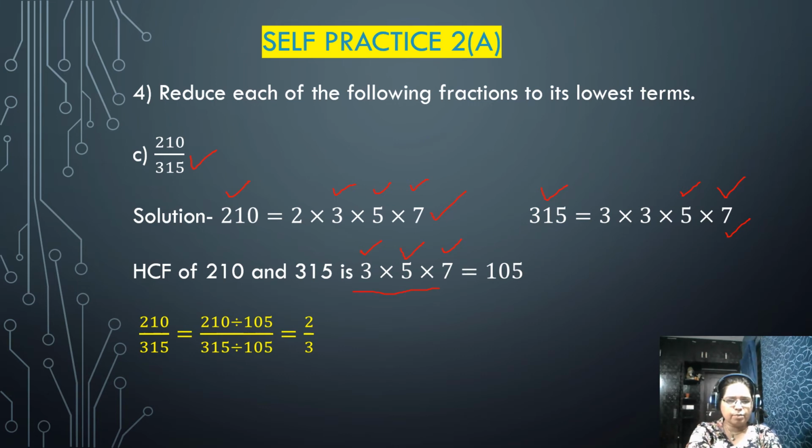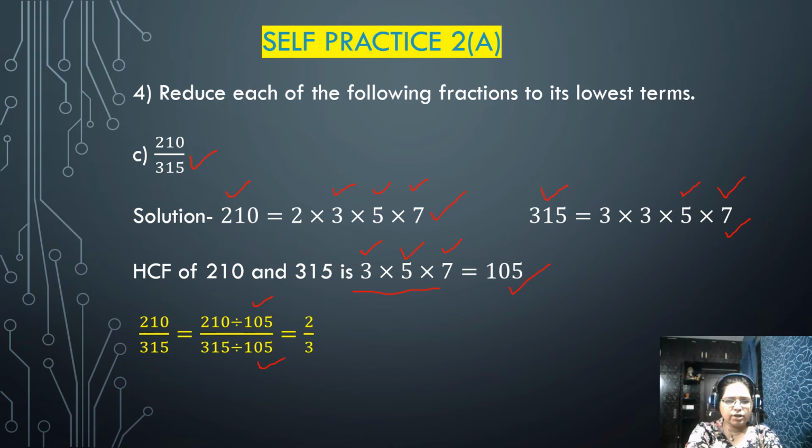3 multiplied by 5 multiplied by 7: 3 multiplied by 5 is 15, and 15 multiplied by 7 is 105. So the highest common factor of 210 and 315 is 105. Now we have to divide the numerator and denominator of the fraction 210 divided by 315 by the highest common factor. So 210 divided by 315 equals 210 divided by 105, 105 being the highest common factor, and 315 divided by 105.